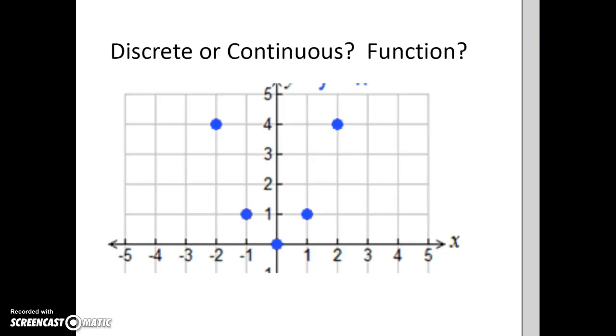Okay. This next one actually asks you, is it discrete or continuous? Discrete we haven't actually mentioned yet, but discrete means that it is individual points. This particular graph is discrete. It is individual points. There's a point, there's a point, and a point, and a point, and a point. Discrete graphs are graphs of individual points, as if you were counting.